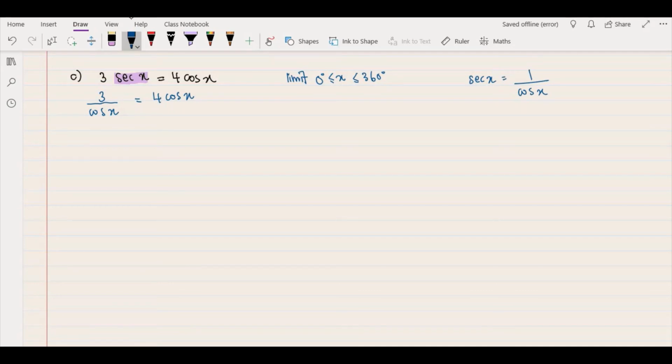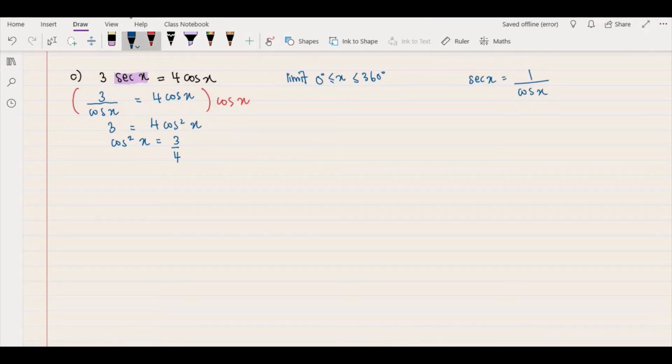What do I do now? Let's just multiply everything by cos x and that will give me 3 is equal to 4 cos square x. How do I solve this one? Because 4 is just a constant, let's just move it to the left hand side and I will have cos square x is 3 over 4.